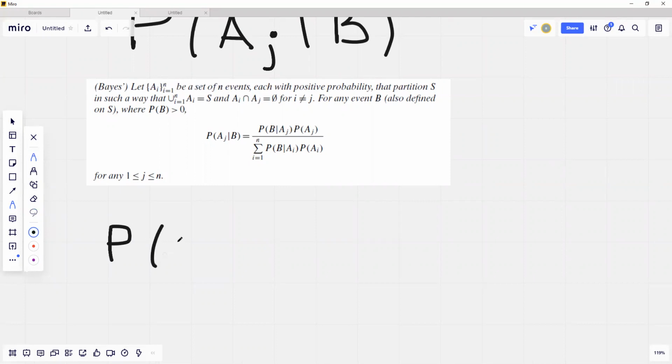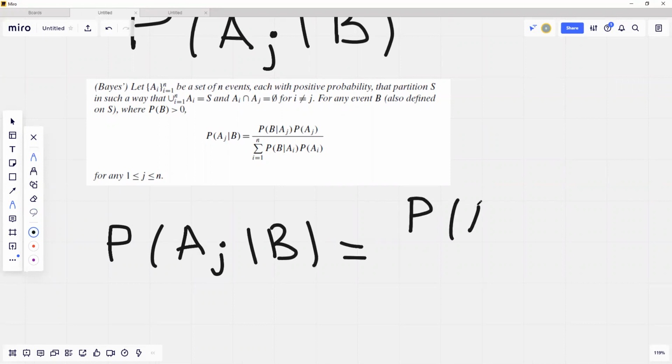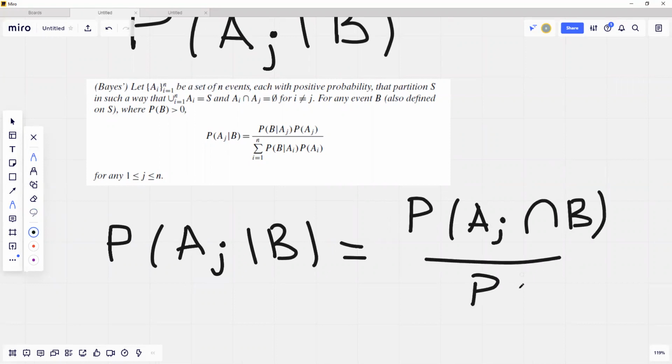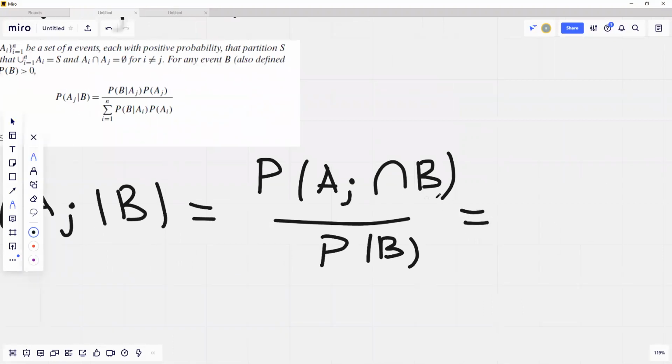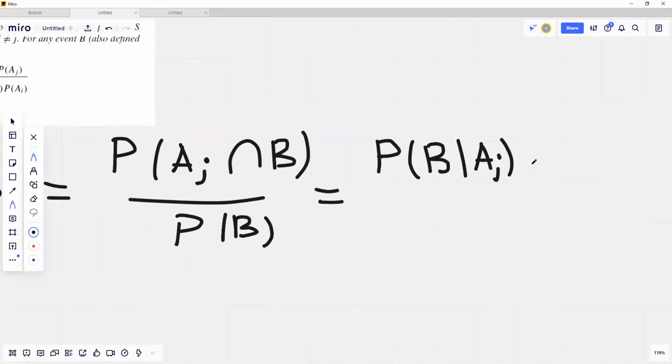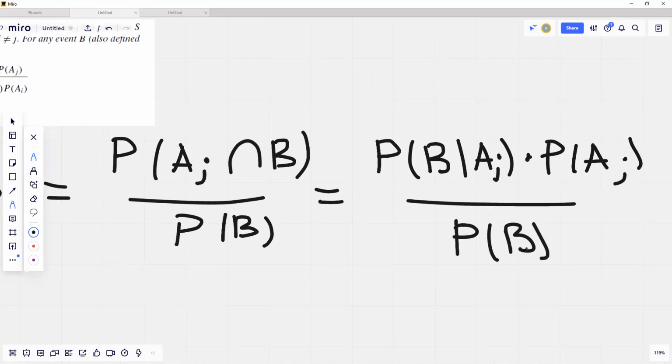So we're looking for the probability of Aj given B, which is equal to the probability of the intersection of Aj with B over the probability of B. This in turn can be expressed as the probability of B given Aj multiplied by the probability of Aj, divided by the probability of event B.